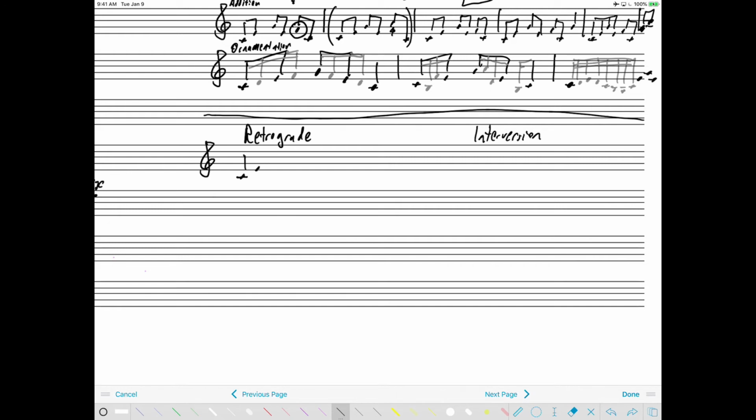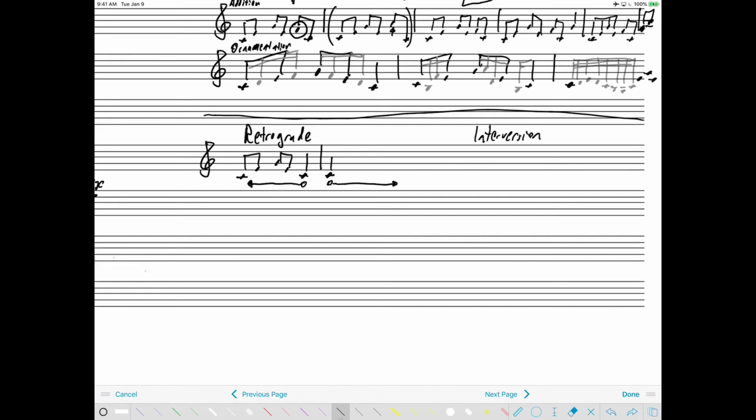When we're dealing with retrograde, what we are doing is we will state the motive backwards. So we would start with this last pitch and go this way. It will be less evident because this is a triad and we get some repetition of pitches, but we will see it present in the rhythm. So we're going to start at the end.